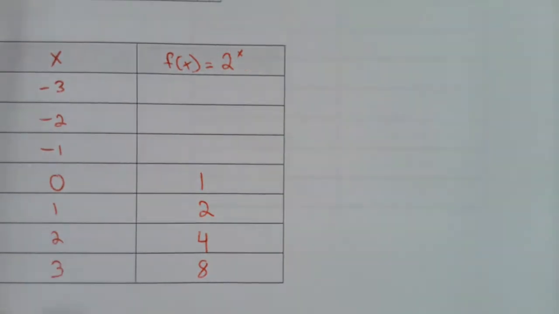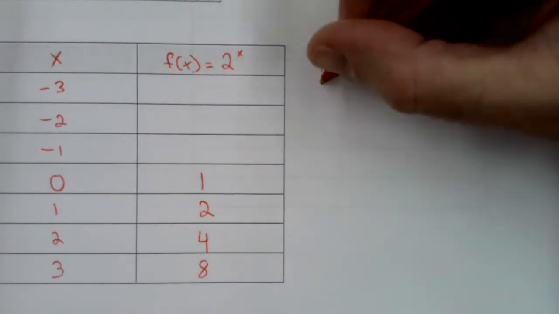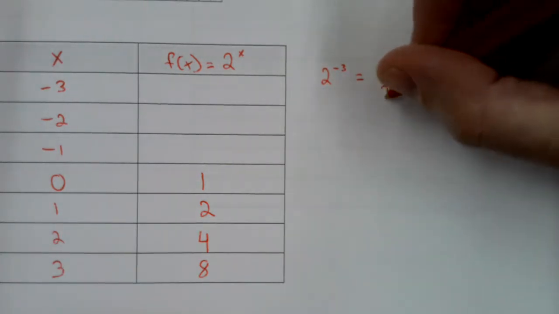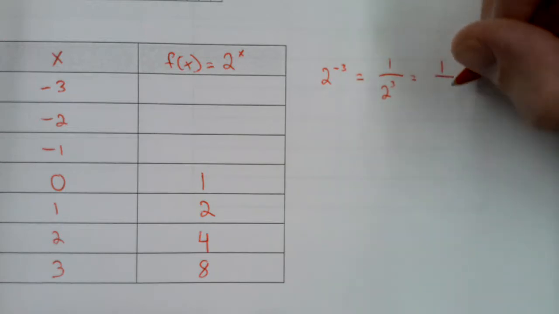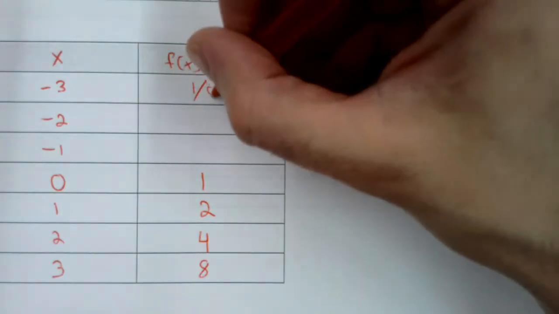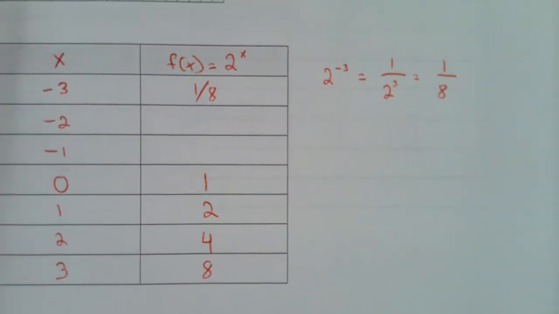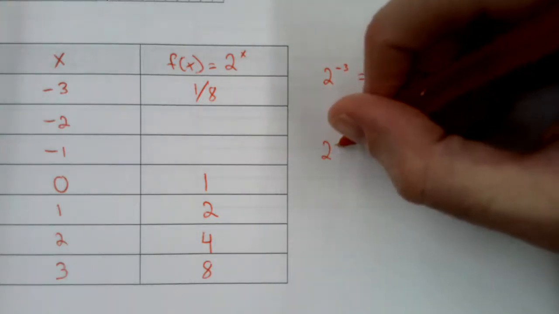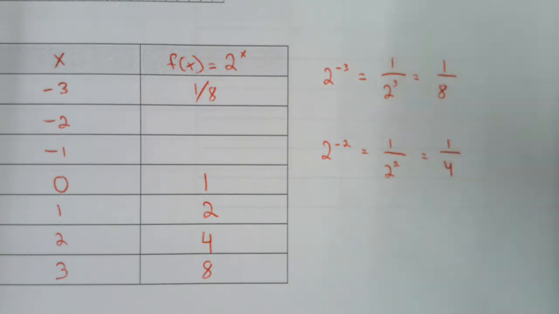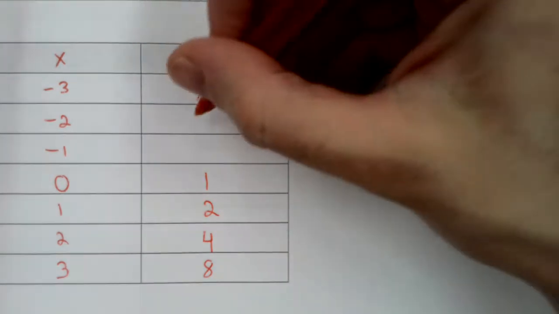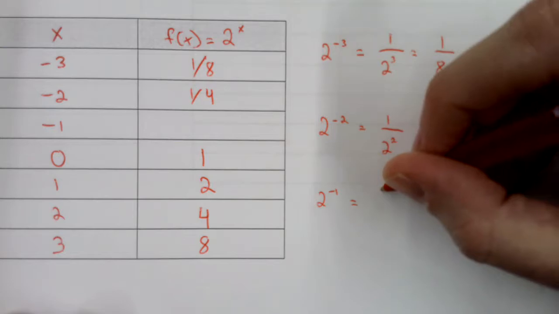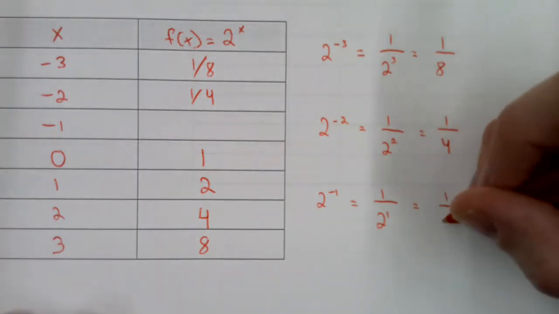Now let's do the pesky negatives. When x is -3, that means we have 2 to the -3 power, which equals 1 over 2 to the +3 power, which equals 1/8. That's a property we talked about earlier in the class. When x is -2, that means we have 2 to the -2 power, which equals 1 over 2 to the +2 power, which equals 1/4. And then when x is -1, we have 2 to the -1 power, which equals 1 over 2 to the first power, which is just 1/2.